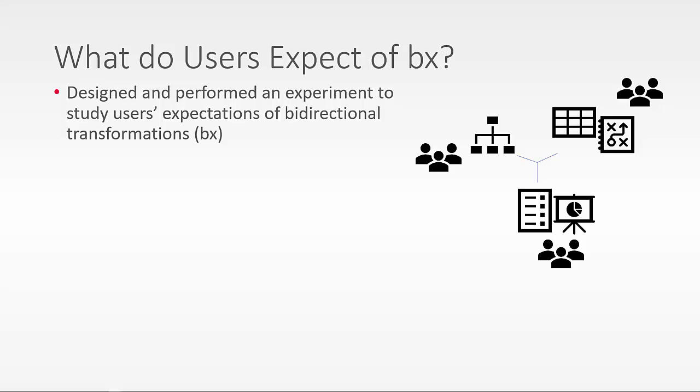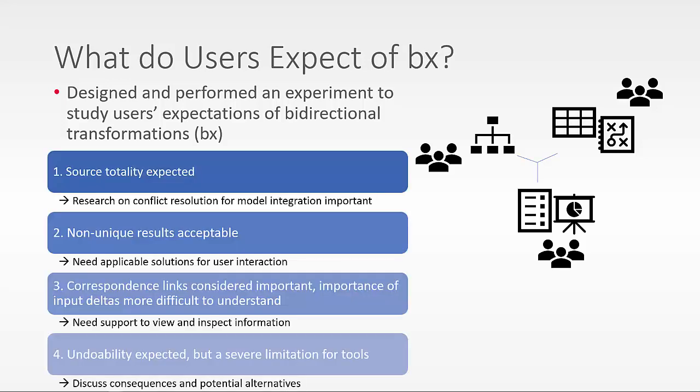I showed you how we designed and performed an experiment to study users' expectations of bidirectional transformations. And we found that source totality is something that is expected by most users, and they react with surprise when that is not the case. Which is maybe okay for model synchronization, because there we could just magically forbid the changes that cannot be synchronized. But if we look at model integration, there research on conflict resolution is definitely important in this area.